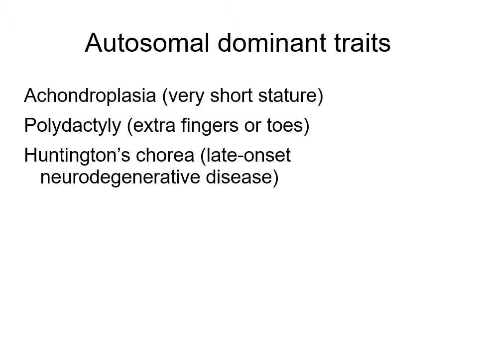Okay, part 2. I want to talk about one particular autosomal dominant trait. There's not that many of them. This is Huntington's chorea, which is a late-onset neurodegenerative disease. And it's a very unusual disease, but it's a member of a class of diseases which are called repeat expansion diseases, for reasons that you'll see in a sec.